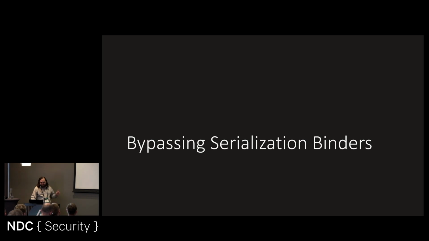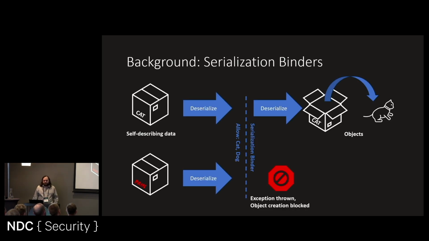So, bypassing serialization binders. I mentioned serialization binders in that last slide. In general, a serialization binder is going to be a type that you can define, which implements a method called BindToType. And what that method is going to do is every time a type is going to be created during deserialization, it'll ask you, is it okay to create this type? And then you can either say, yes, here's the type for that type name you gave me, or throw an exception.